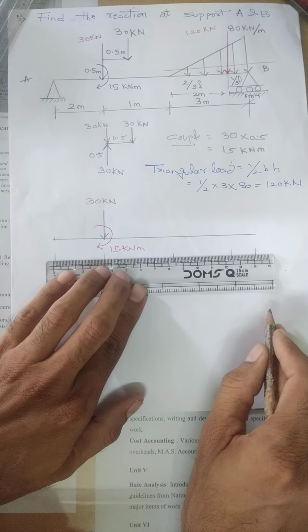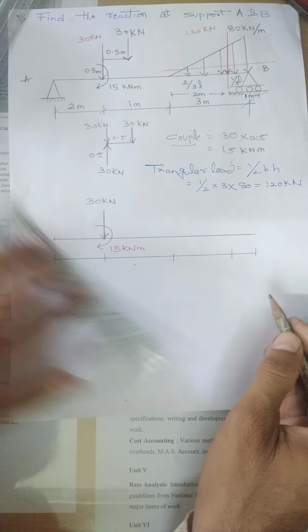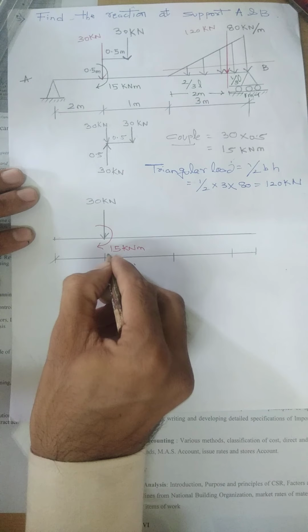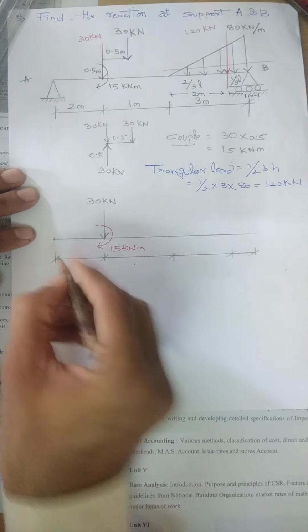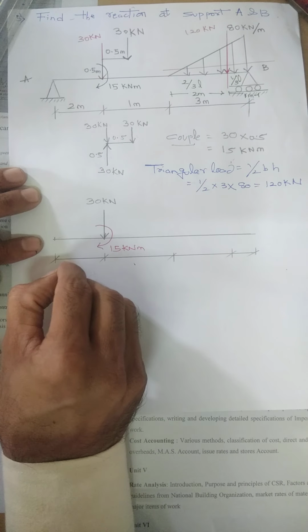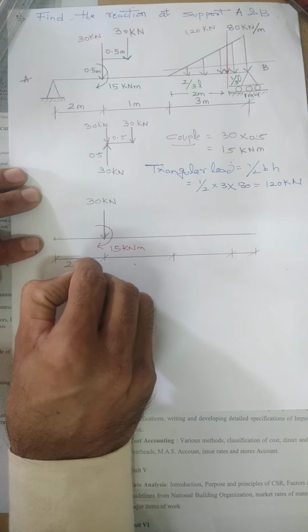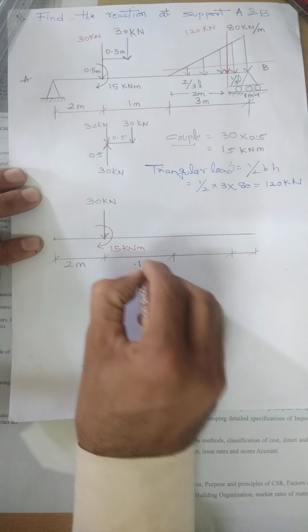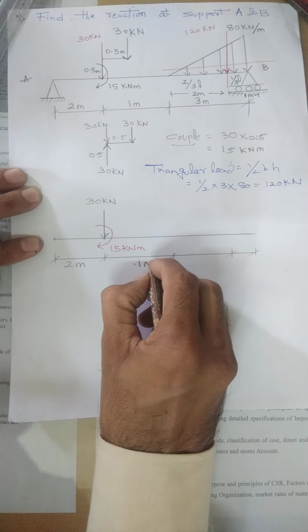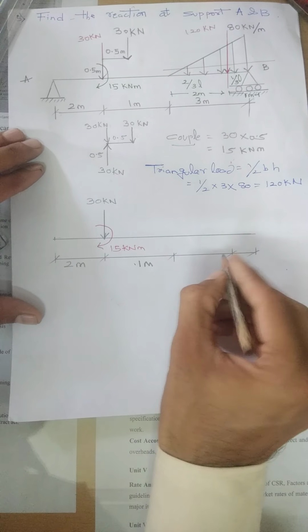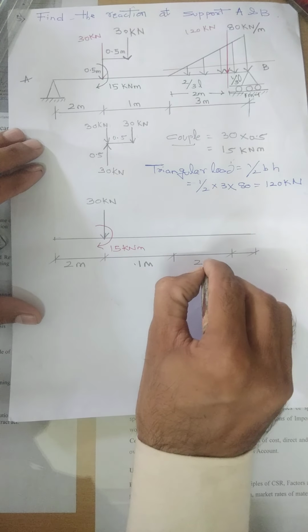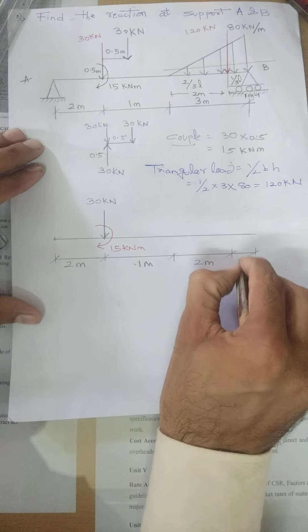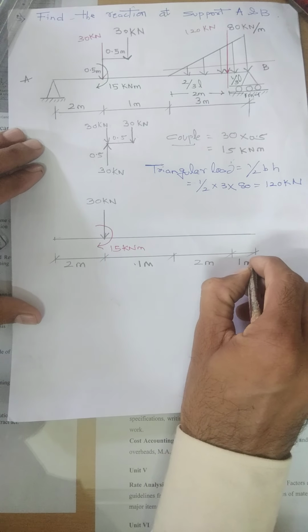Distances are very important. We have to mark the distances in a proper way. So these are the distances which we have taken. This was the original distance as 2 meters. So at this point it is 2 meters. 1 meter is as it is. What about this distance? It is 2 meters. The 3 meters has been divided into 2 meters and 1 meter.